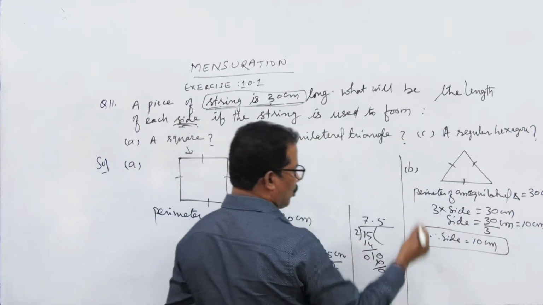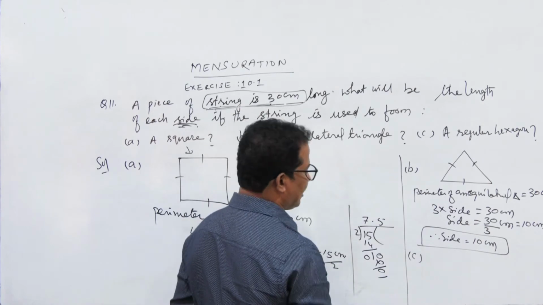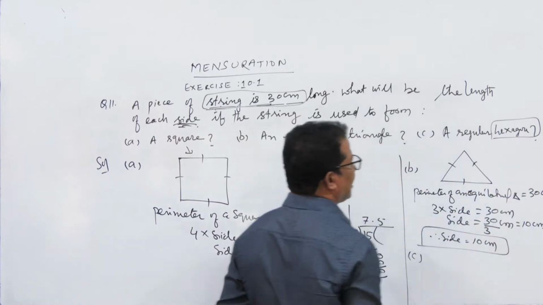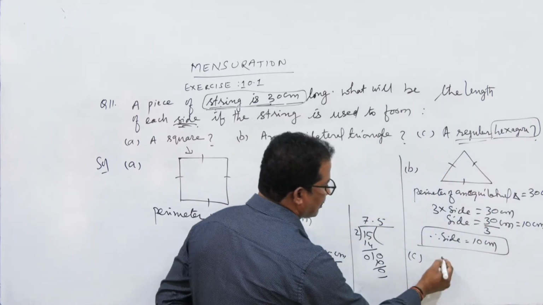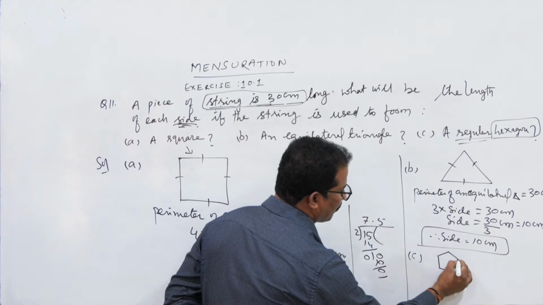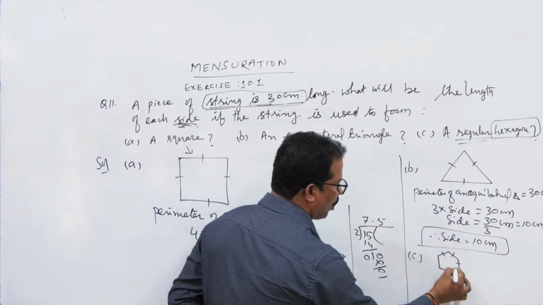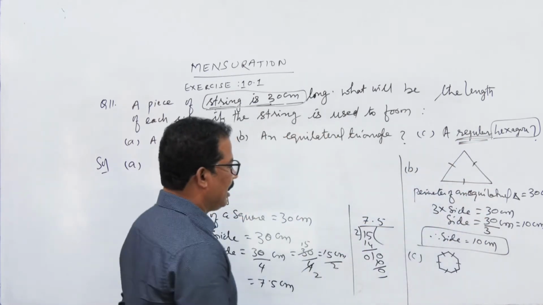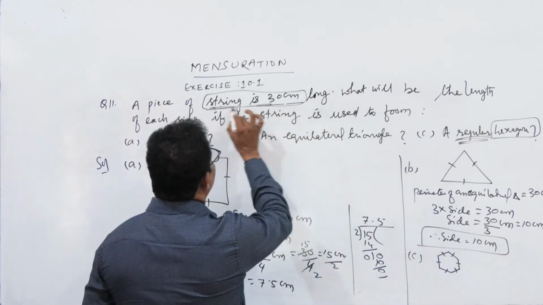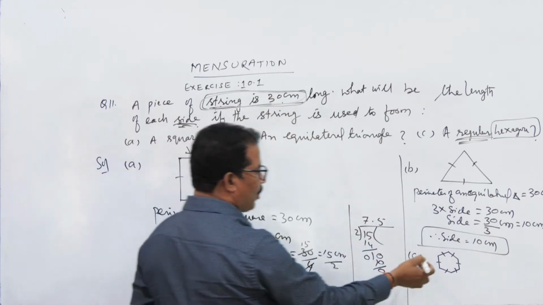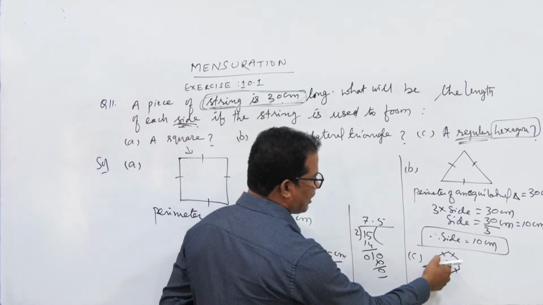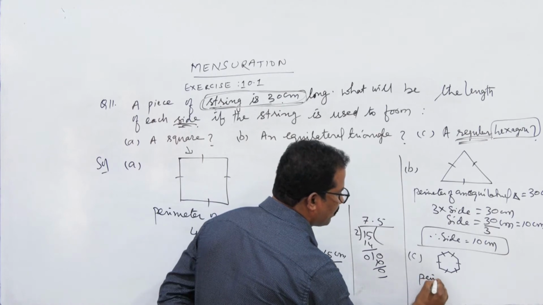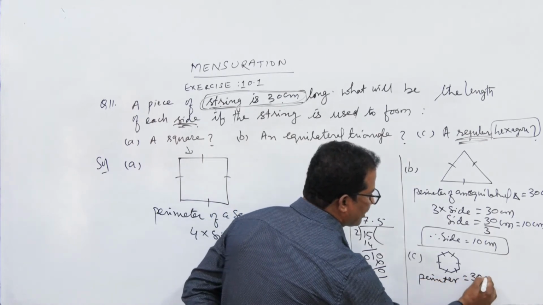And for the C question, it is a regular hexagon. What do you mean by regular hexagon? There are 6 sides in a hexagon. Regular means all the sides are equal. Say 1, 2, 3, 4, 5, 6. Whose all the 6 sides are equal, because the word regular means all the sides are equal. And in this case also, the same string, 30 centimeter length string, is used to form this regular hexagon. That means its perimeter is also equal to 30 centimeter only.